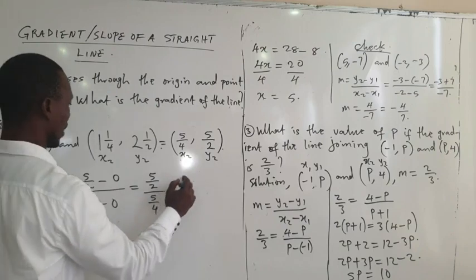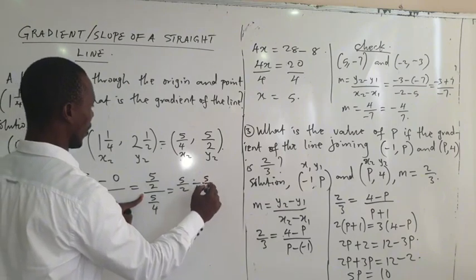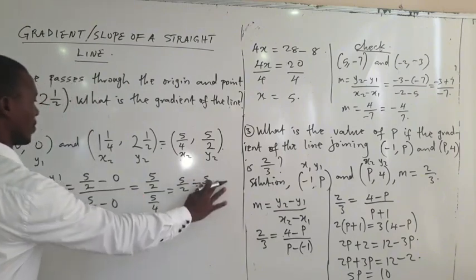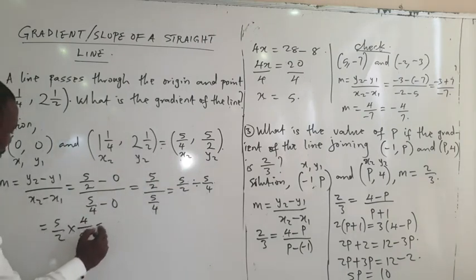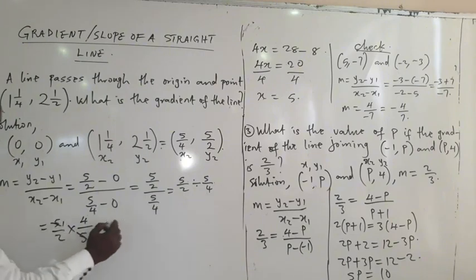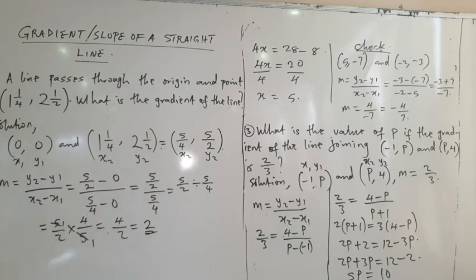You can write it as 5 over 2 divided by 5 over 4, which is equal to 5 over 2. You change the division to multiplication and flip the fraction, so it's going to be 4 over 5. So 5 cancels 5, and you are left with 4 over 2. And 4 over 2 is what? 2. So the gradient of the line that passes through the origin and this point is 2. So that is that on the gradient or slope of a straight line.